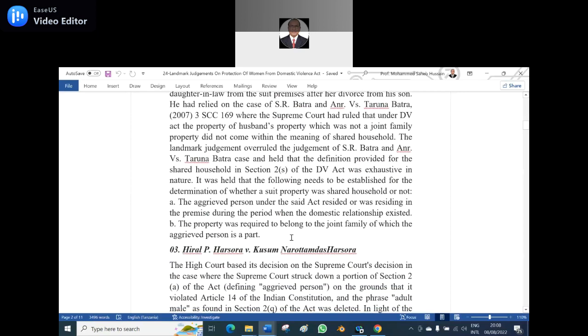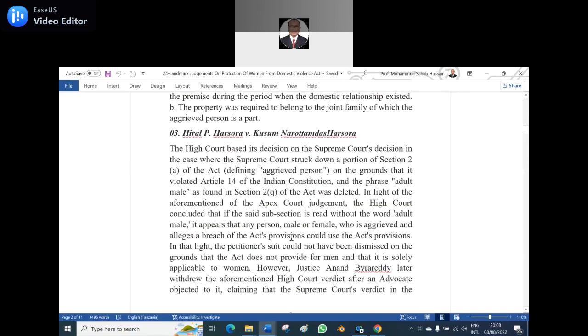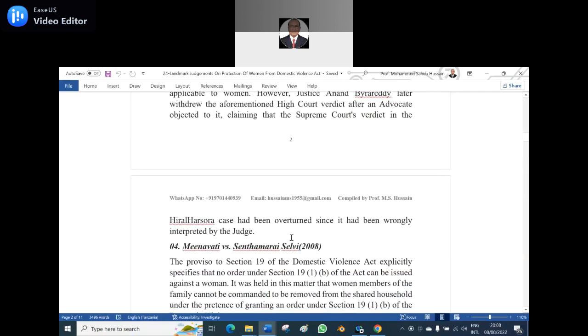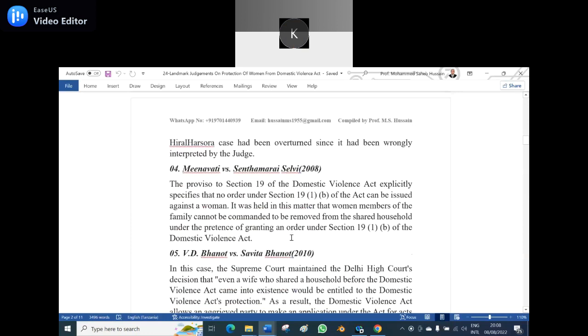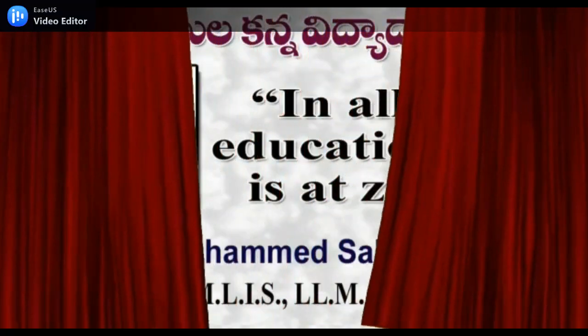So, Harilal P. Harsora versus Kusum Narottam Das Harsora. One interesting case law is there. The in-laws were harassing the son-in-law, and the son-in-law filed a case. The court said this Act only protects women. So that decision was given. They may even ask like that.